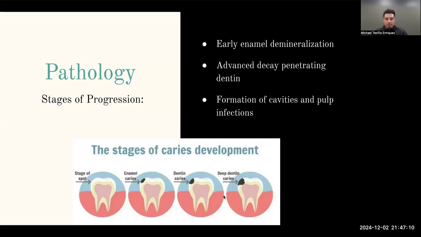So for the pathology, early enamel demineralization is where it starts, and then it goes on to advanced decay, penetrating the dentin, and then the formation of these cavities in the pulp of the tooth or just around the gum line.